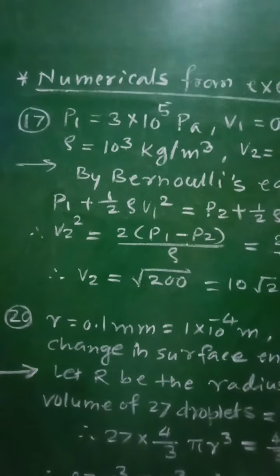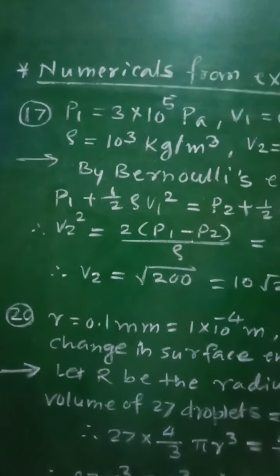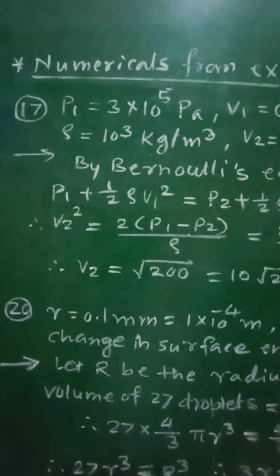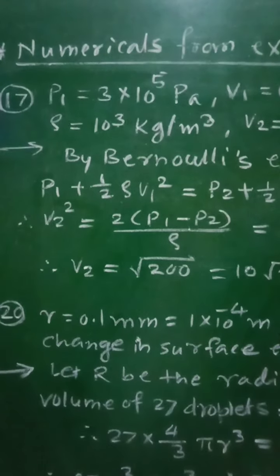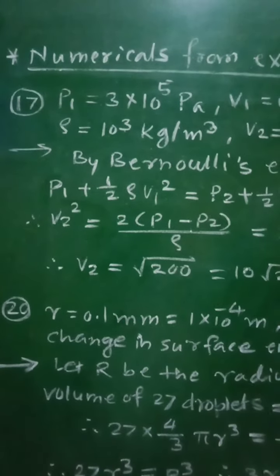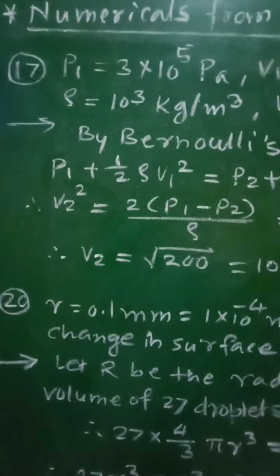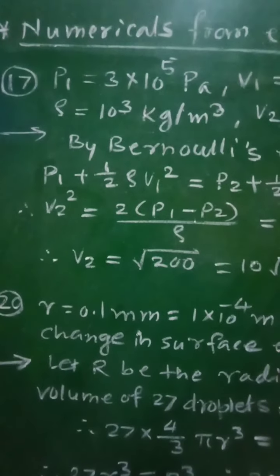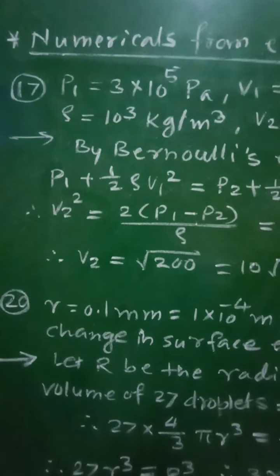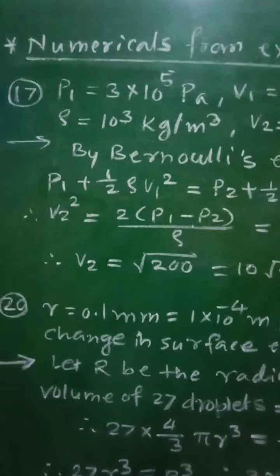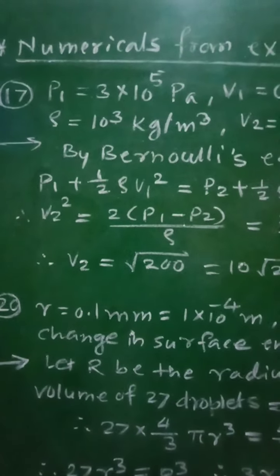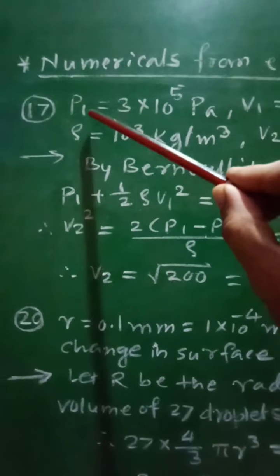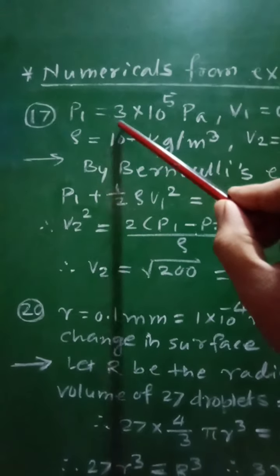10 raised to 5 Newton per meter square or Pascal. This pressure reduces to 2 into 10 raised to 5 Newton per meter square or Pascal on opening the valve of the pipe. Calculate the speed of water flowing through the pipe if density of water is 1000 kg per meter cube. And therefore, let us see the given data from this numerical.